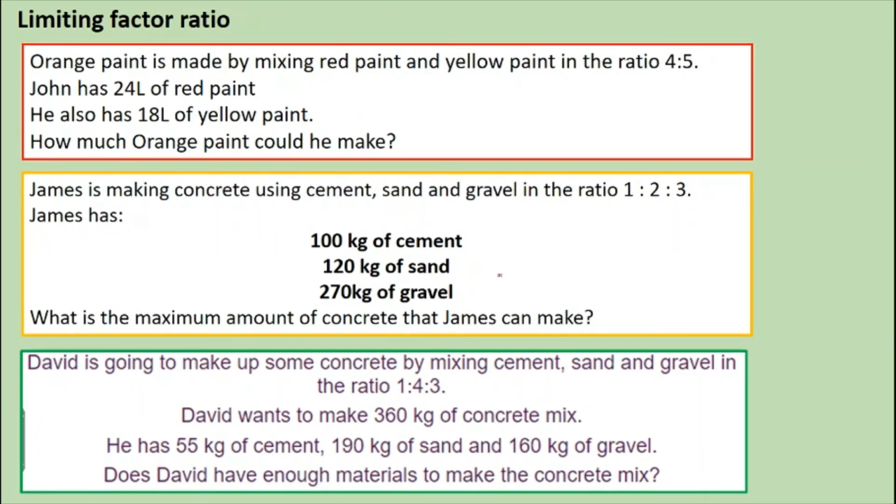Right, here are three limiting factor ratios, one using the paints, one using the cement, sand and gravel, and actually another one using cement, sand and gravel. So give them a go. Read the question very carefully, make sure you don't mix anything up, and then when you unpause it, we can go through the answers.